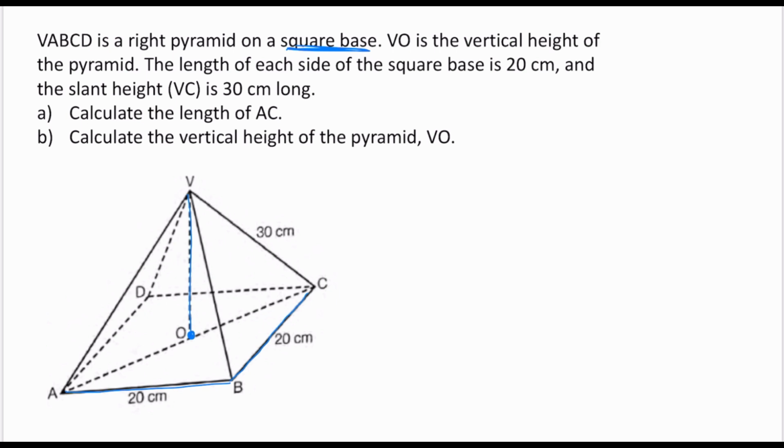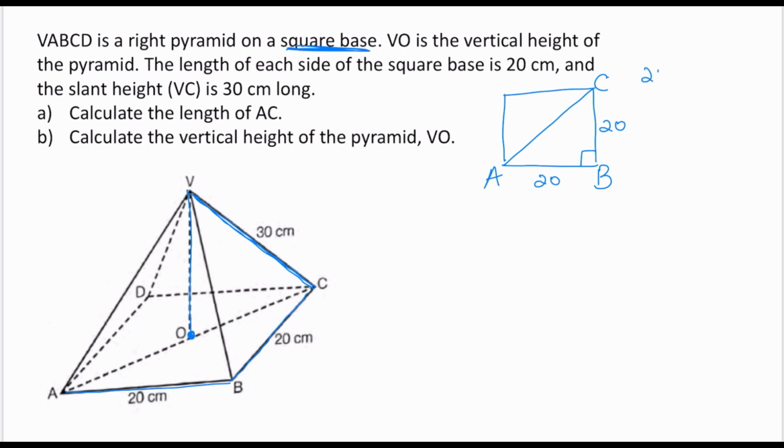We know that. And the slant height VC is 30 centimeters long. Calculate the length of AC. Okay, no problem. Remember that at the bottom, what we have is a square base. And so what we're being asked to do is to figure out the diagonal connecting A and C. So this is technically a right triangle where this is 20 and this is 20. The length and the height of this triangle is going to be 20.